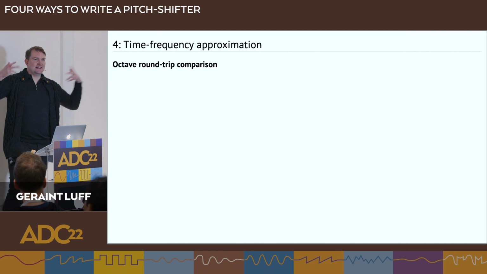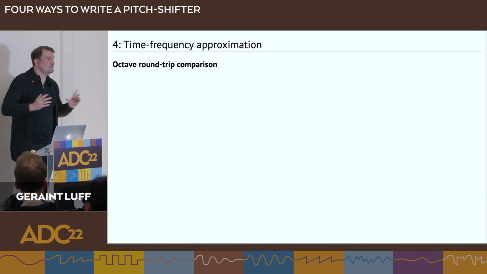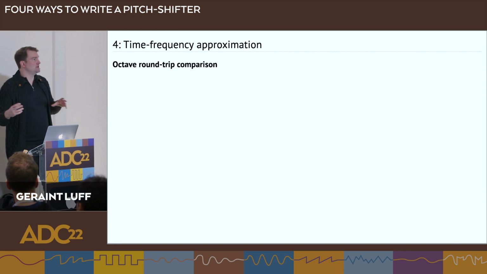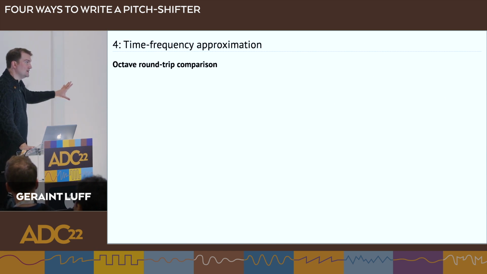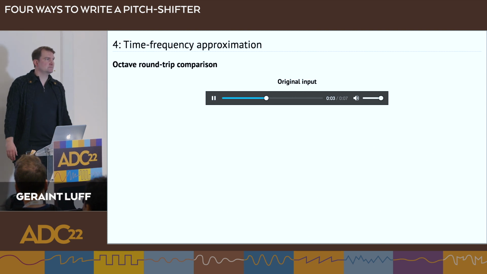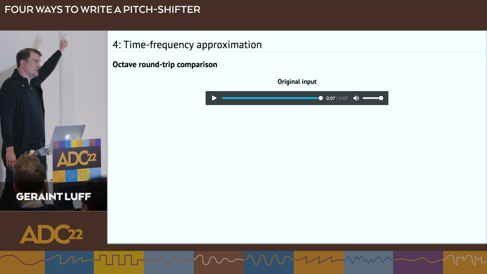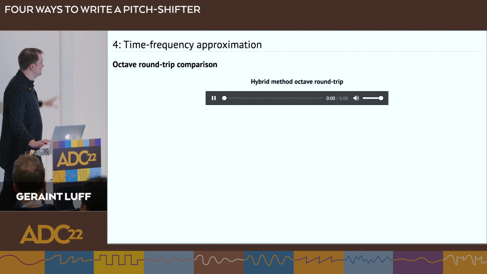To really try and hear some of these artifacts, we're going to do a round trip by an octave. So we're going to shift our audio up by an octave, and then take that and shift it down by an octave so we can do a more direct comparison with our input. And here's the original input again, just to remind you. Now, we're always going to lose the top octave when we do this round trip because that octave gets shifted above Nyquist and we lose it. But here it is with our hybrid phase method.